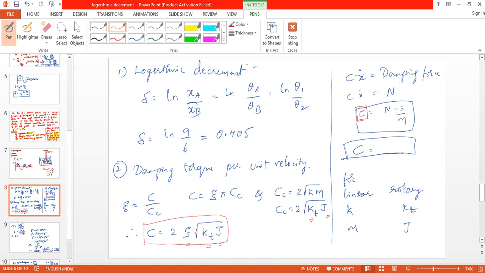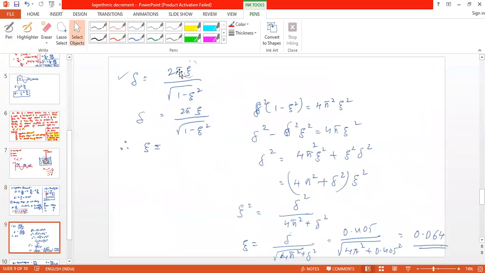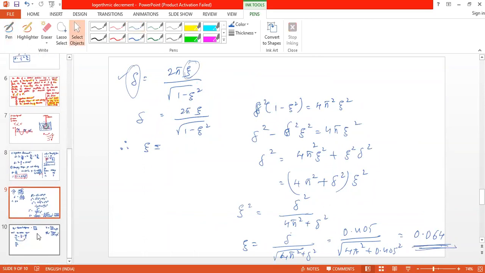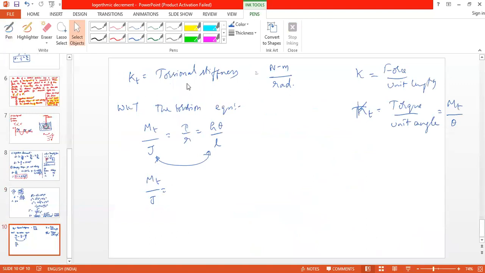We need to know all these values. And we have one more equation for delta, the logarithmic decrement, that is equal to 2 pi zeta by root of 1 minus zeta square. Since we know the value of delta and zeta is the only unknown, on solving this, we got the value of zeta as 0.64. Now we need to know the value of kt. So kt is the torsional stiffness, that is torque per unit twist.